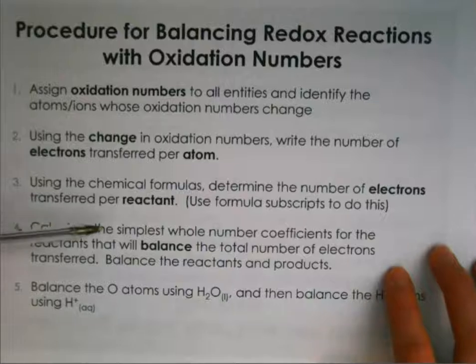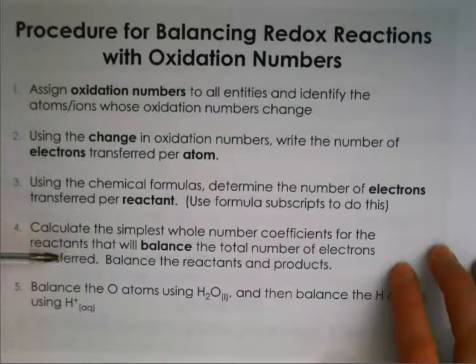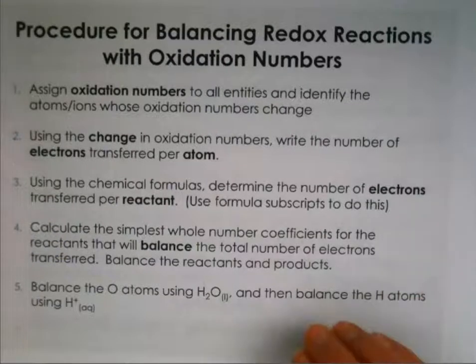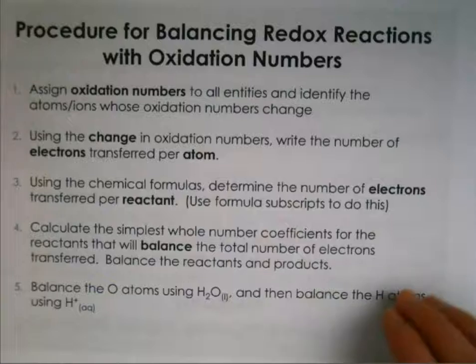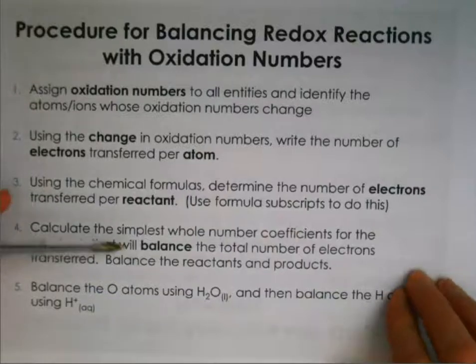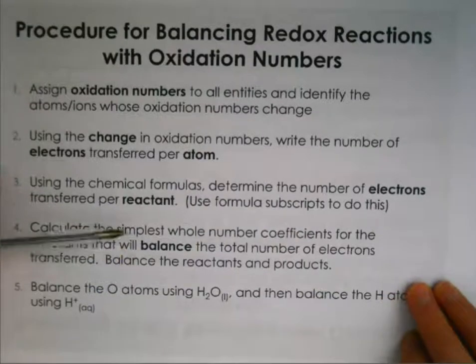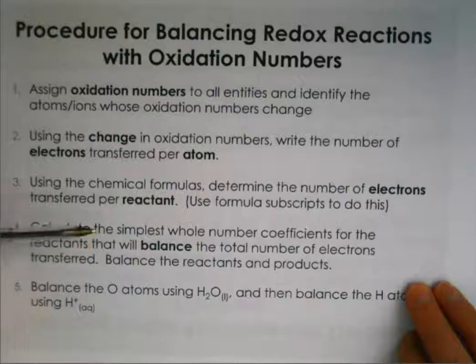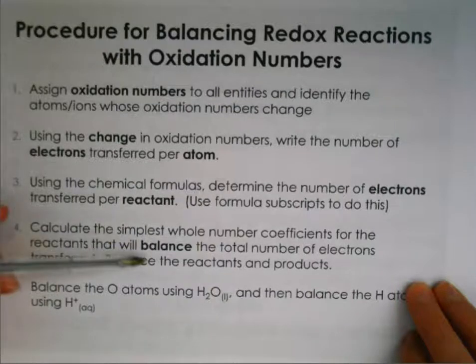Then you calculate the simplest whole number coefficients that balance the total number of electrons that are transferred. Because remember, if we have reduction and oxidation happening, of course we have to have an equal number of electrons being lost as there are being gained. So we want to balance that out, and we can use the balancing of the number of electrons that are transferred to represent the balancing of the reactants and products.